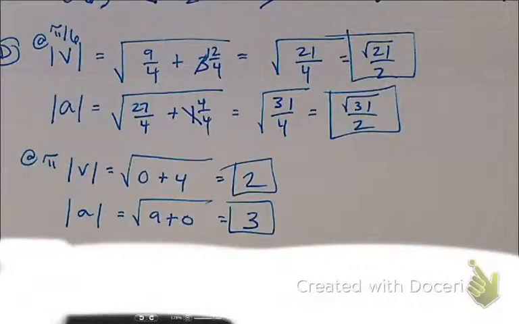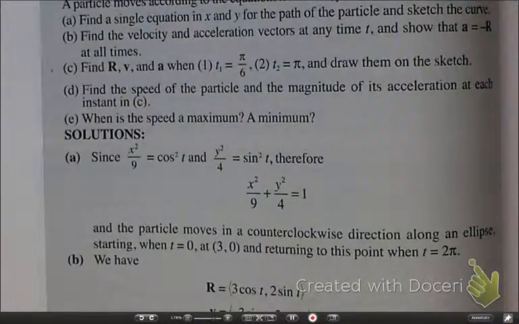The last question asks for when is the speed a maximum and when is the speed a minimum? So for that one, I would like to visit, if I can pull this up. Oops, my bad. All right, so for that last one, when is the speed a maximum, when is the speed a minimum? We know that the velocity vector is -3 sine of t, 2 cosine of t. We answered that one back in part B, right?